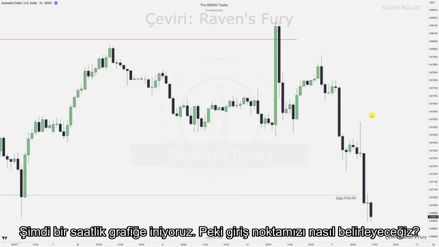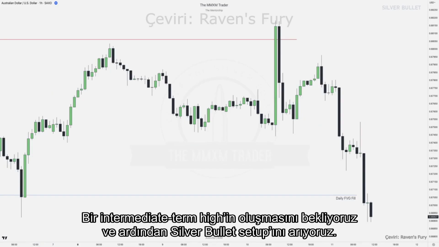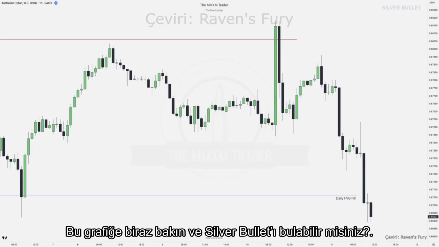Now we drop down into a 1 hour chart, right? How are we going to identify where to get in, right? We wait for that intermediate term high to form, right? And then we look for that silver bullet setup. So look at this chart for a bit and see if you can spot the silver bullet.